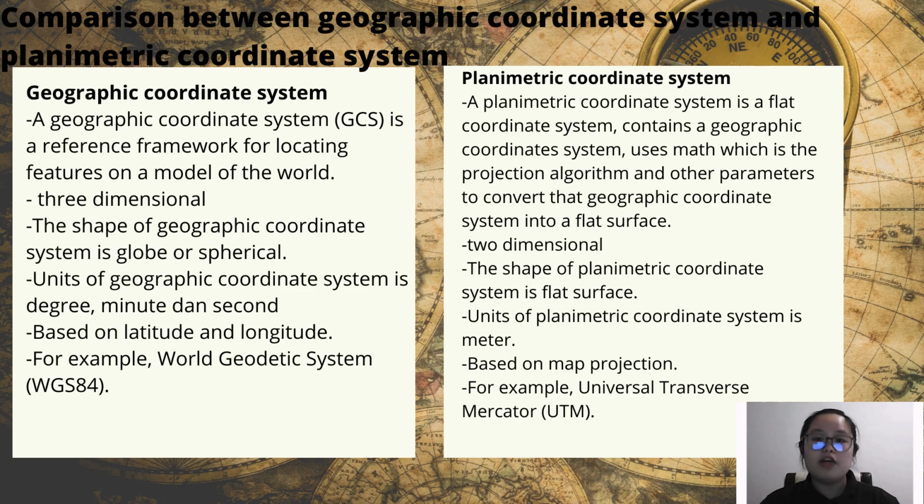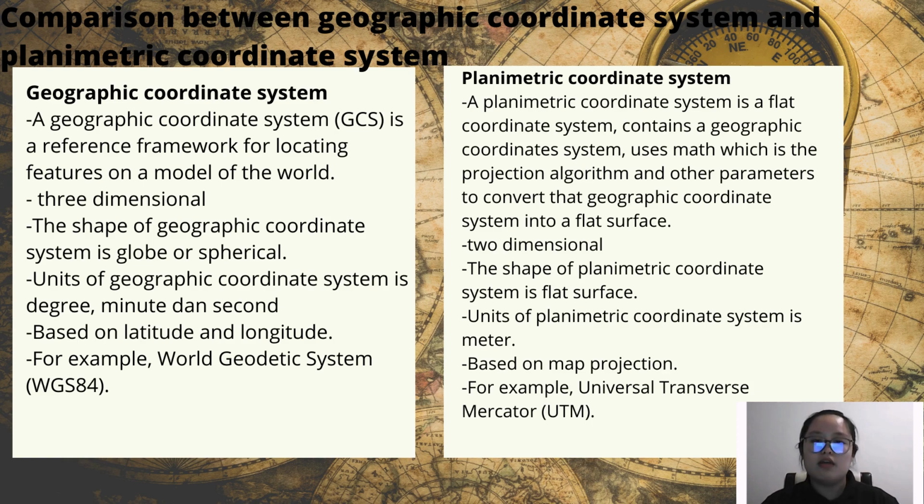Comparison between geographic coordinate system and planimetric coordinate system. Geographic coordinate system. A geographic coordinate system is a reference framework for locating features on a model of the world. It's three-dimensional, and the shape of the geographic coordinate system is a globe or spherical. The unit of a geographic coordinate system is degree, minute, and second. And the geographic coordinate system is based on latitude and longitude. For example, World Geodetic System WGS 84.